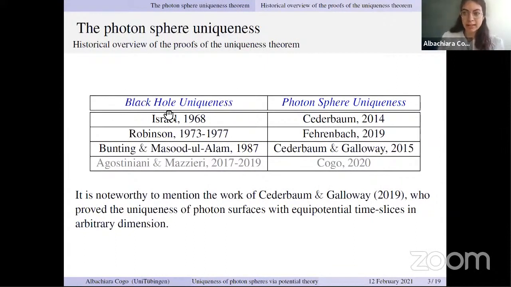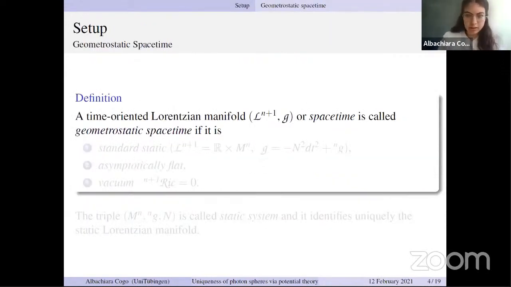So the black hole uniqueness theorem is almost the same statement, replacing photon sphere with black hole horizon. And so these adaptations were made by Cederbaum, Fehrenbach, Cederbaum and Galloway, adapting the proofs of Israel, Robinson, and Bunting and Masood-ul-Alam. And what we have tried to do is to consider the potential theory developed by Agostiniani and Mazzieri and apply it to our photon sphere uniqueness. So let's fix the notation.